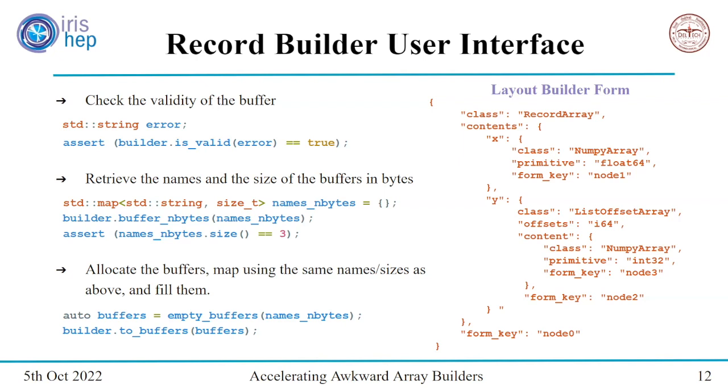Here we can see the form for the record layout builder, which is generated by the layout builder, which consists of details like the class name, contents, primitive type, and the form key. And since this is the case for record layout builder, we also have the fields and their contents too.